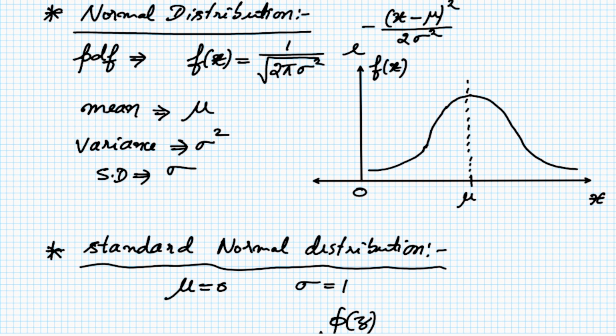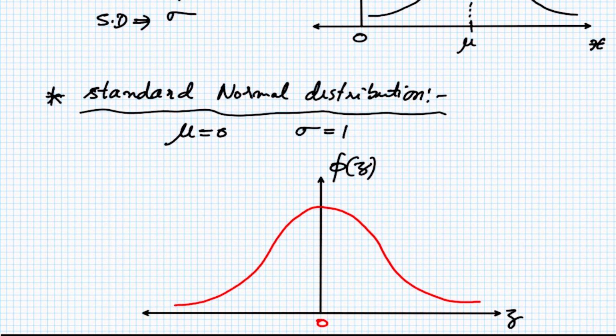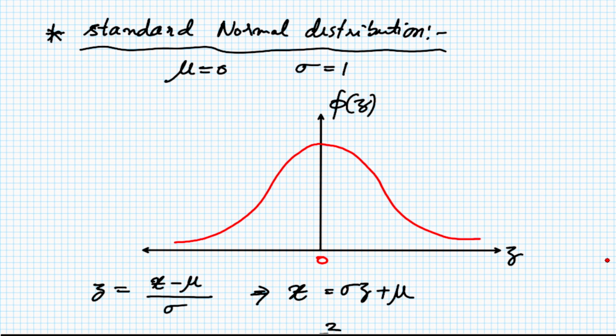Because of that, we need to convert this into a standard format, and the standard format is what is called the standard normal distribution. So we defined what we mean by a standard normal distribution. It is a special case of the general normal distribution. I hope you are able to recall.